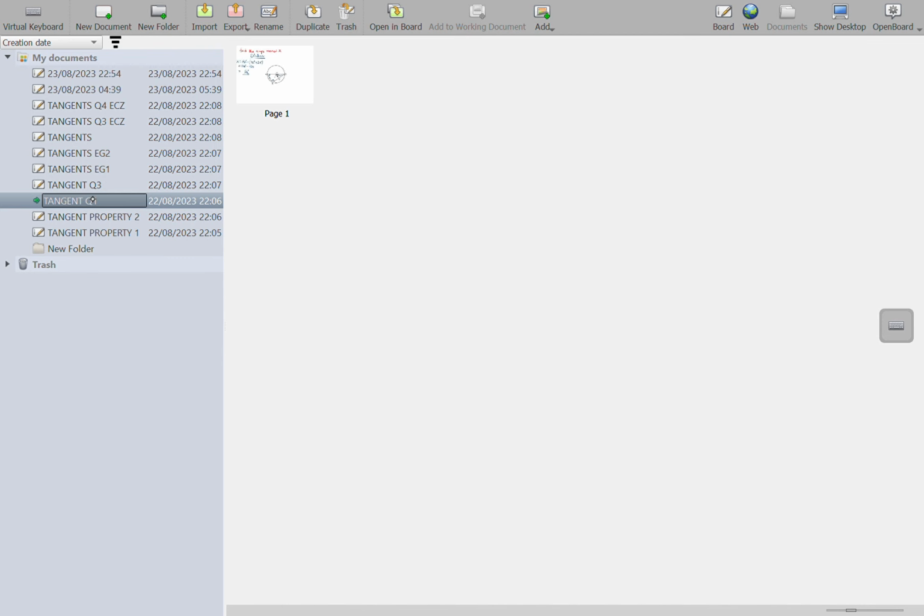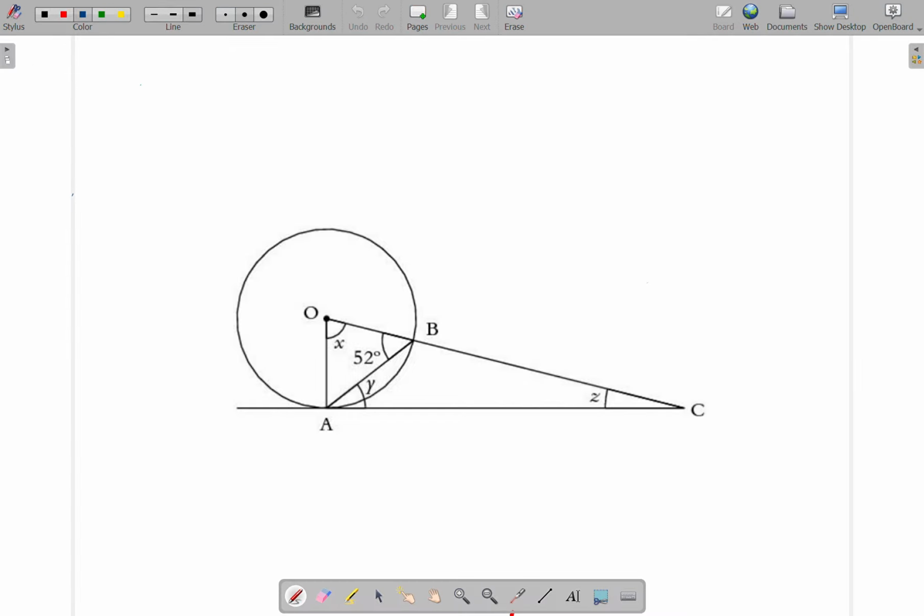Let's look at this question. For this question, we are finding the value of x, y, and z. Now let me show you certain things that you have to see even before you attempt this question. Look at this. Can you see that?